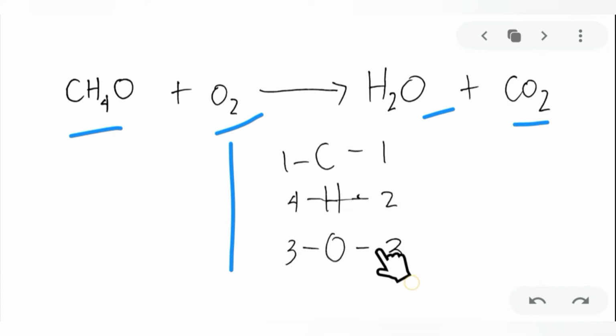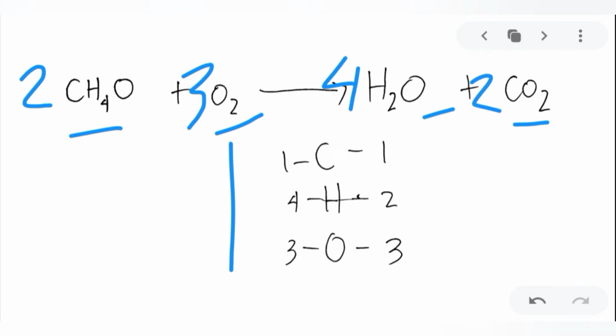For oxygen, we have 3.2 plus 1 here, that is 3. So as you can see, the equation is not balanced on the hydrogen side. So by inspection, we have to put 2 here on the coefficient side of the methanol, and 3 here on the oxygen gas, and then 4 here on the water, and then 2 here on the carbon dioxide gas. You will arrive on those numbers by trial and error.